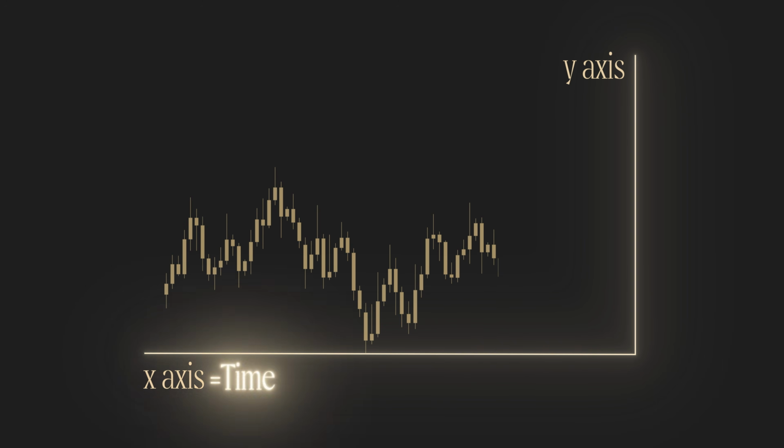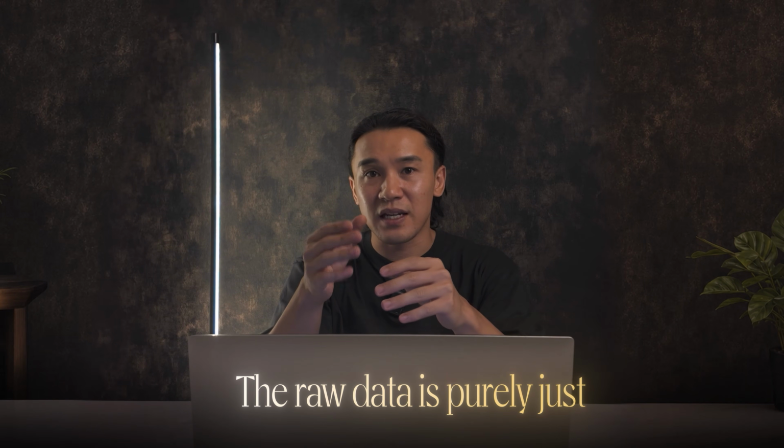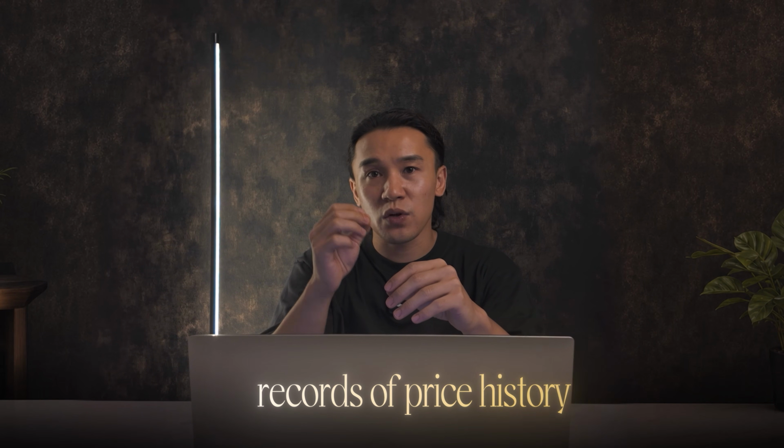Only two pieces of data are inputted there. Time as your x-axis and price as your y-axis. Put the two pieces of raw data together and that is exactly how a chart is created. The entire purpose for any chart to be made is so that the raw data can actually be viewed more clearly. The raw data is purely just records of price history. Nothing more, nothing less. That is it.